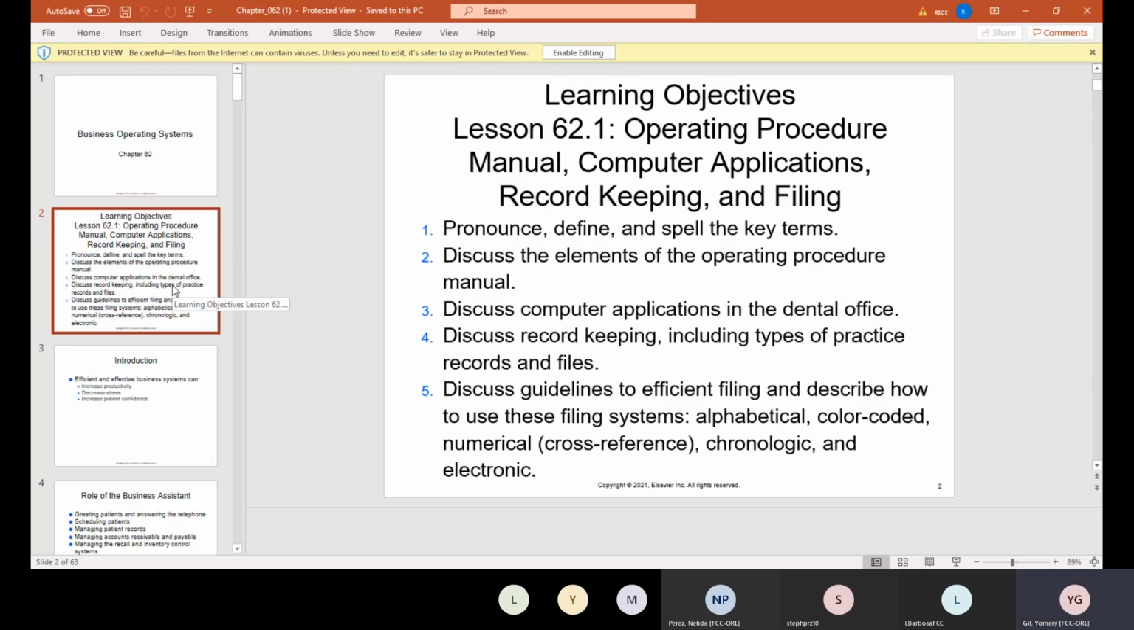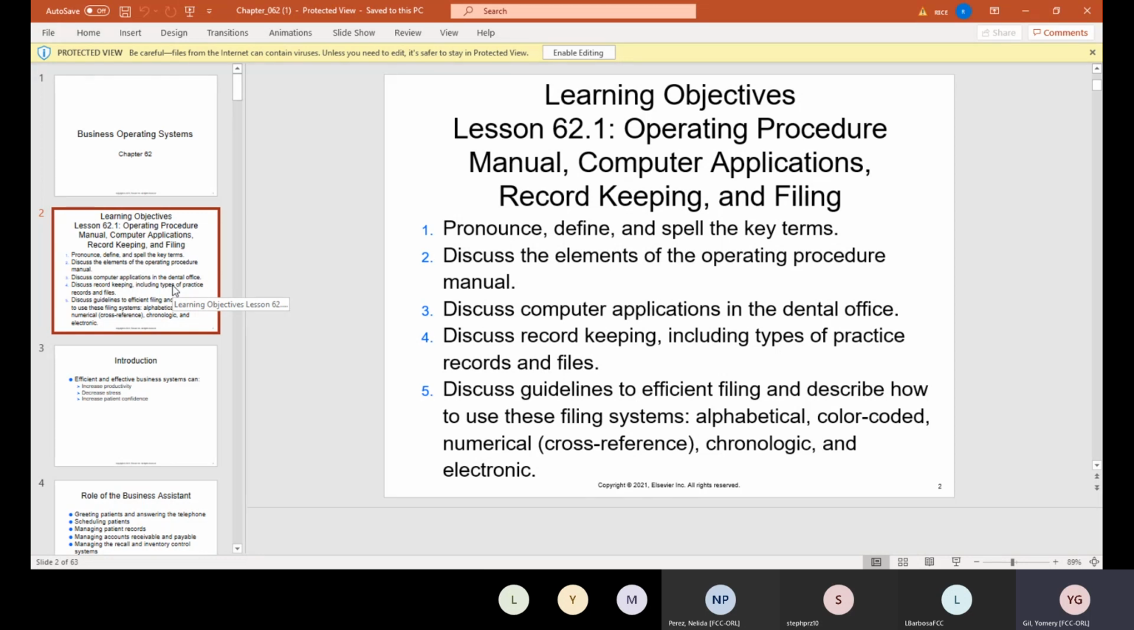Some of our learning objectives today are, of course, to learn how to pronounce, define, and spell the key terms, discuss the elements of the operating procedure manual, discuss computer applications in the dental office, and discuss record keeping, including the types of practice records and files. Discuss the guidelines to efficient filing and describe how to use these filing systems: alphabetical, color coded, numerical, which is cross reference, chronological, and electronic.